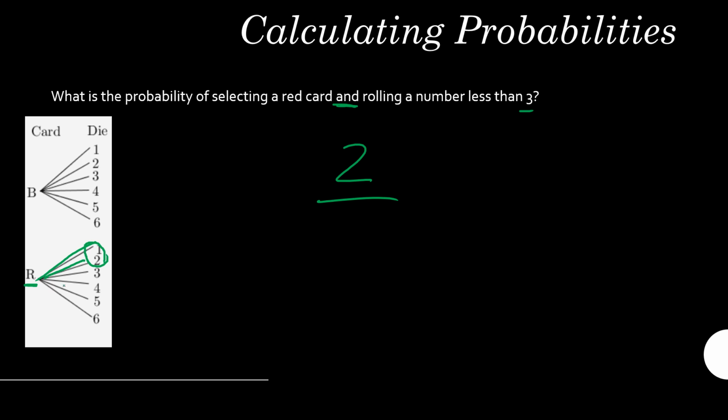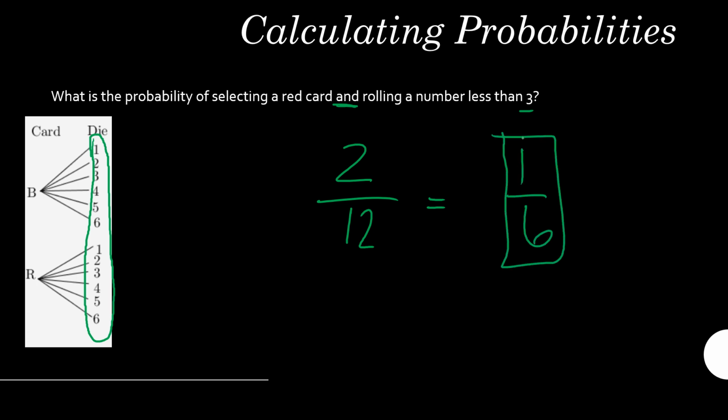Now to figure out how many total options I have, again, remember that I just need to count all of the last row of my tree diagram. So here I have 6, and then I would have 7, 8, 9, 10, 11, 12. So 2 over 12 would reduce to 1 over 6.